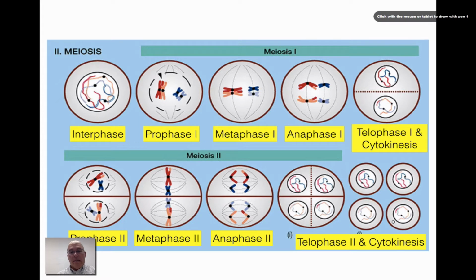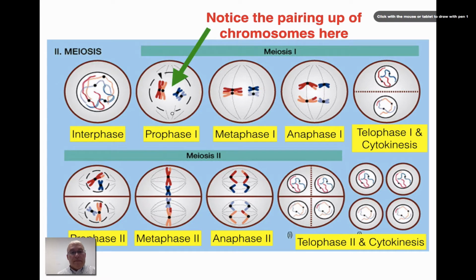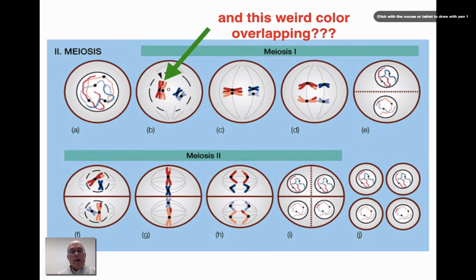All right? Now, you may have noticed that there's something going on up here that's different. That's the pairing. So please notice that the homologous pairs form during prophase 1. That's important. And you may also have noticed that there's this weird overlapping here. It looks like the tan one and the red one are switching tips, and that's exactly what's happening.